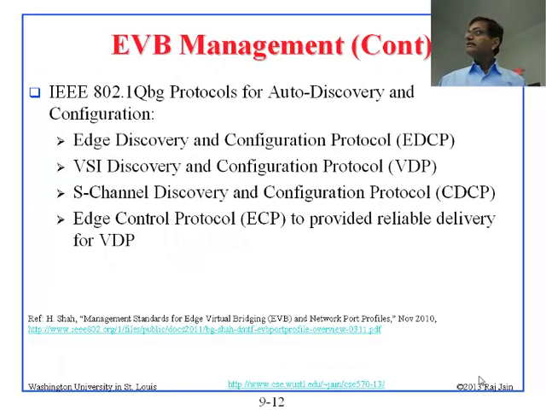So there is a VSI discovery and configuration. Then it says, okay, either they will themselves know that I am in the blue LAN, or they will say, okay, you are on the blue LAN now. Things like that, okay? Similarly, there is an S-channel discovery, and there is an Edge Discovery and Configuration Protocol.